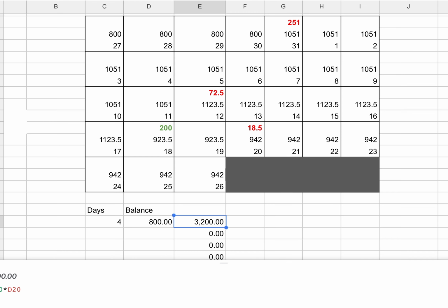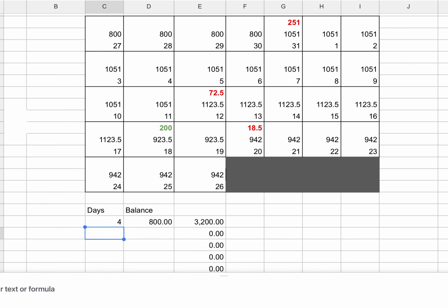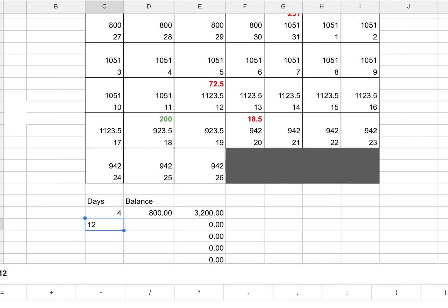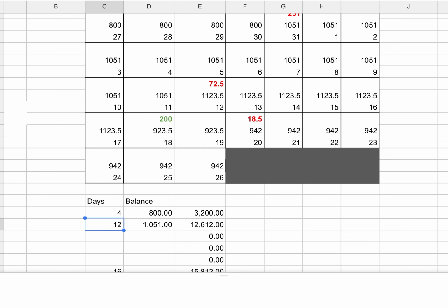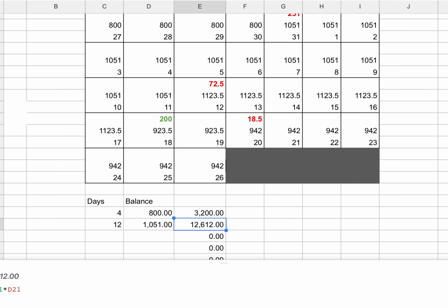All right, so then starting on the 31st and going all the way to the 11th, we would count the number of days, so the 31st would be 1 day, the first would be the second day, the second would be the third day, the third would be the fourth day, and so on. And so when we get to the 11th, that would be the 12th day. So for a total of 12 days, we ran a balance of $1,051. So 12 times 1,051 gives us $12,612 in total.